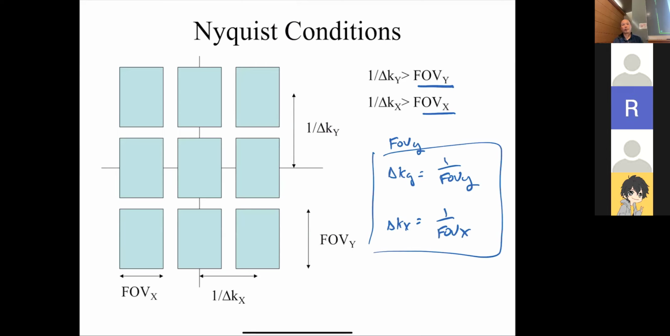The nice thing is that after all this heavy lifting and theory, the design rules turn out to be super simple. Take the field of view, take 1 over it. That's your delta K. Any questions on that?